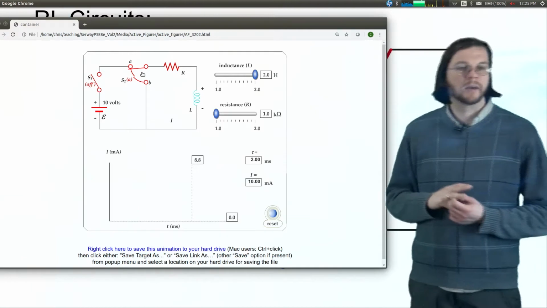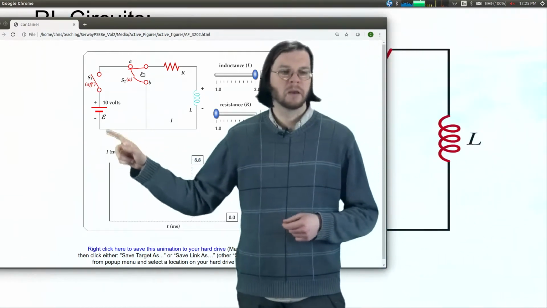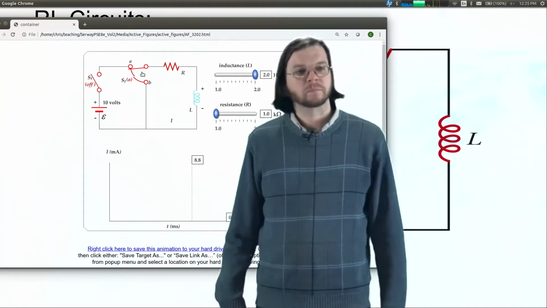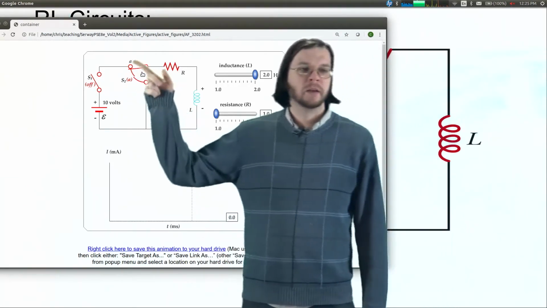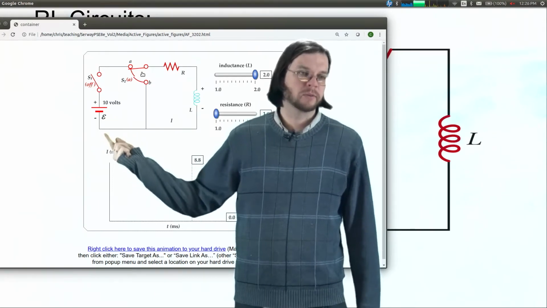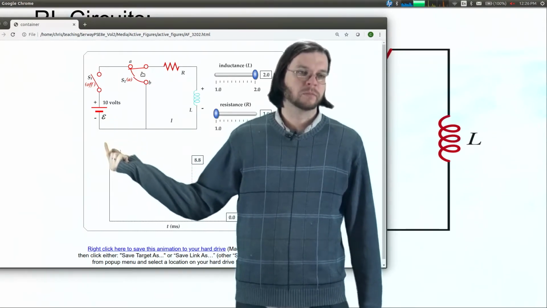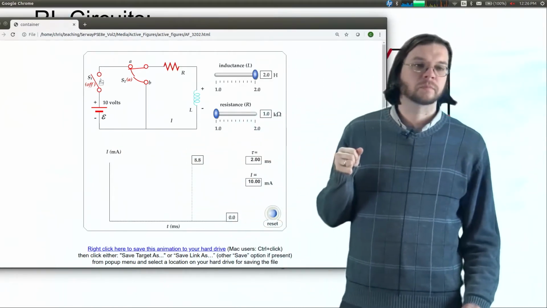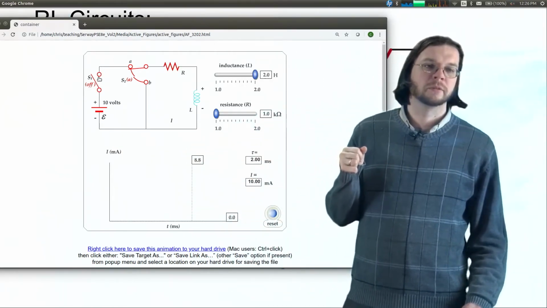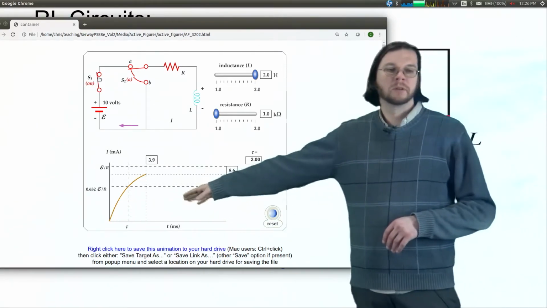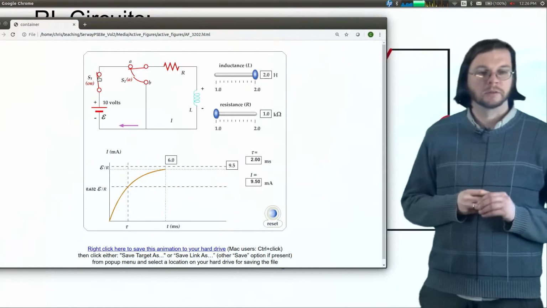So we keep that setting at A. Now we connect the switch, and then the battery is going to try to force a current through the circuit. So when we do that, here's what happens. We click that, and over time, the current gets larger and larger and larger.